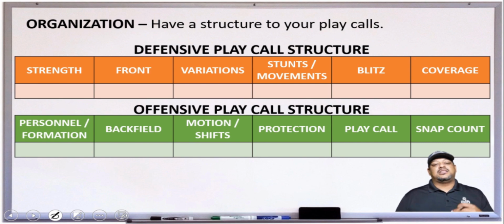All right. Next is our stunts and movements. I just showed you previously how we categorize our stunts and movements. Keep that the same. They know the next thing going to come out is going to be a stunt or movement. After that comes blitz packaging. All right. Keep that consistent.